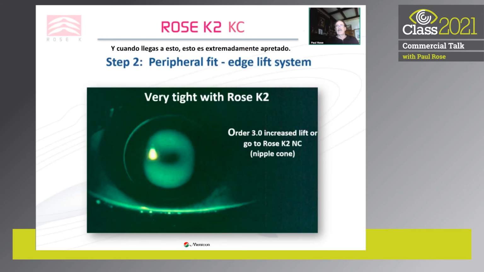And when you get to this, this is extremely tight. This is a normal Rose K2 lens on a nipple cone, and it shows the edge being excessively tight. The tears are never going to exchange here. This is going to be a most unsuccessful fit. But what I advocate now with a design like this is using the NC design, which would suit this corneal shape much better than the keratoconic design.